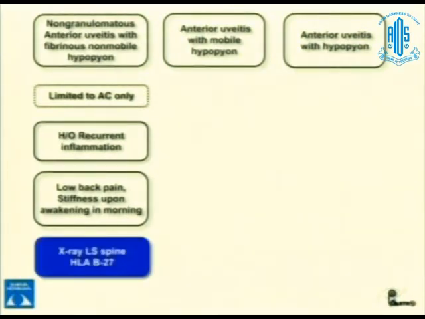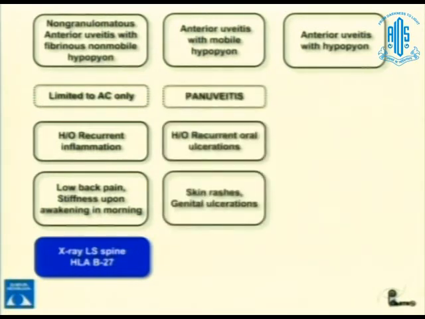See, there can be three situations. One is the patient has fibrinous non-mobile hypopyon. We'll evaluate further. After examination, the inflammation is limited to the anterior chamber only. The patient gives you the history of recurrent inflammation, and also the history of low back pain and stiffness in the morning. So what investigation will you do? We'll rule out ankylosing spondylitis. We'll advise an X-ray of the spine and HLA-B27.